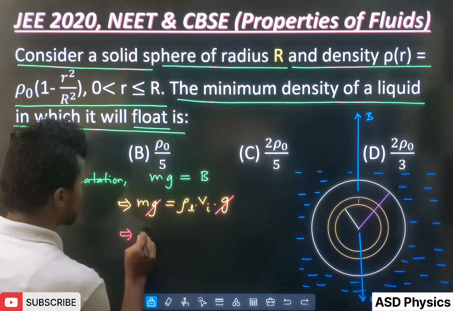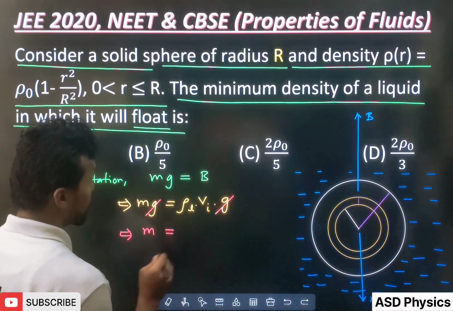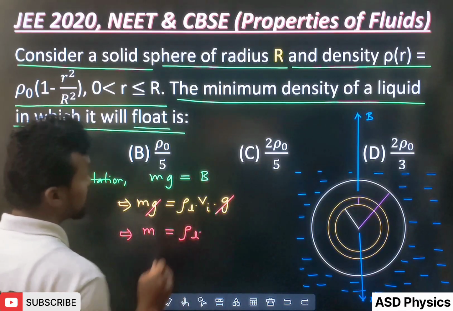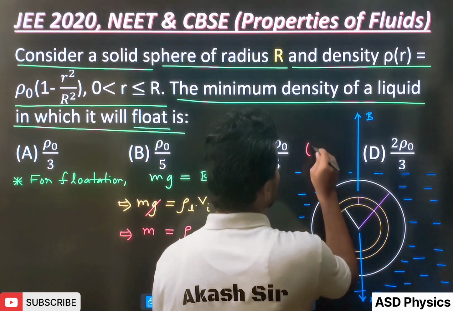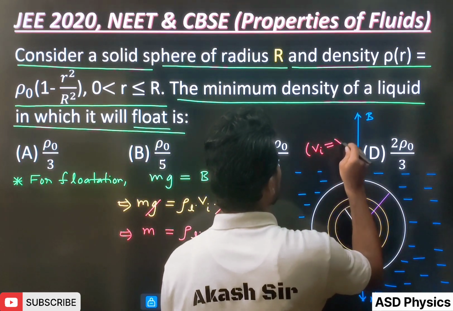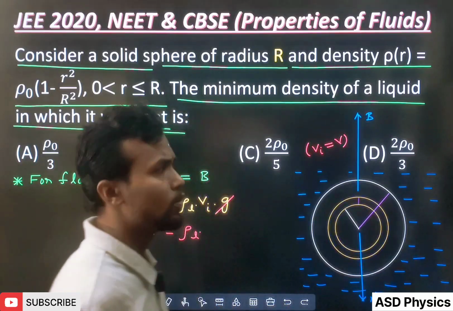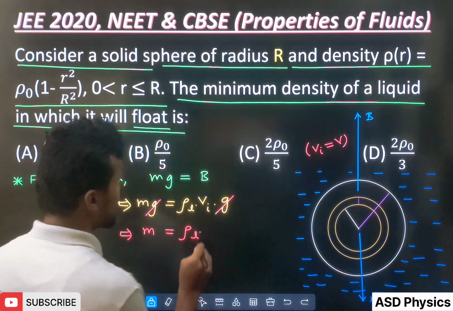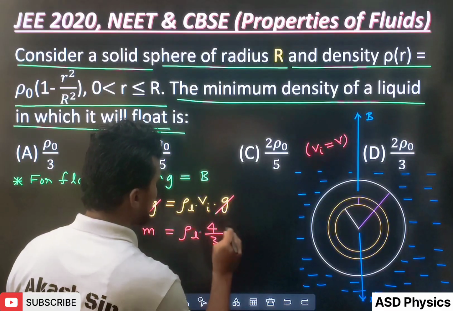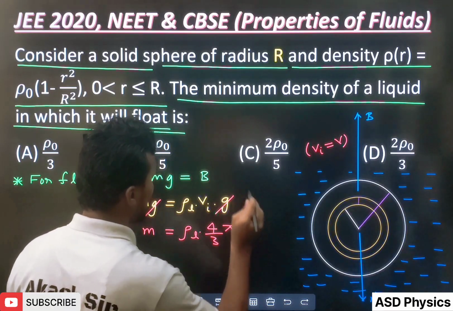Now we can write that this mass m is equal to density of the liquid times immersed volume. You can see the body is completely immersed in the liquid. That means immersed volume is equal to the volume of the body. And what is the volume of the body? The radius is R and this is spherical, so we can write 4 by 3 pi R cube.